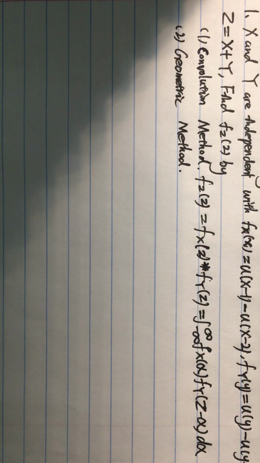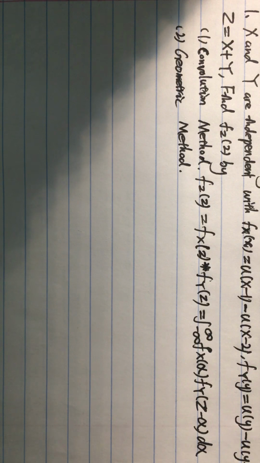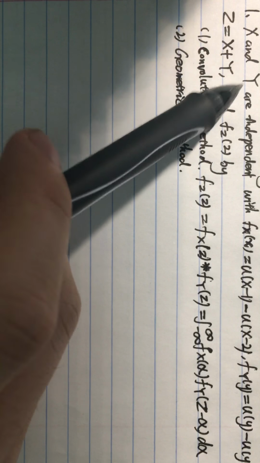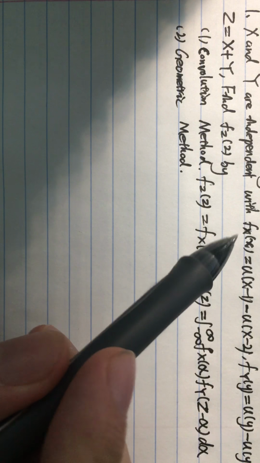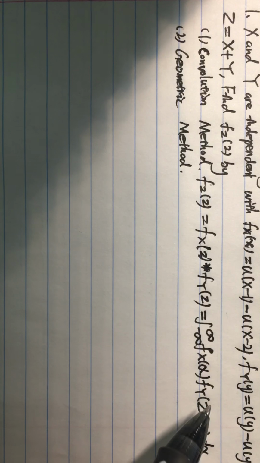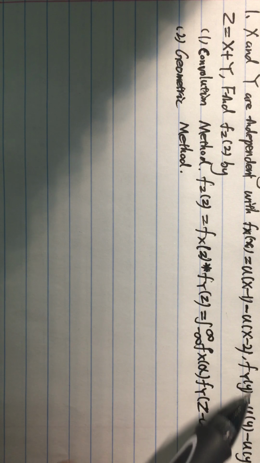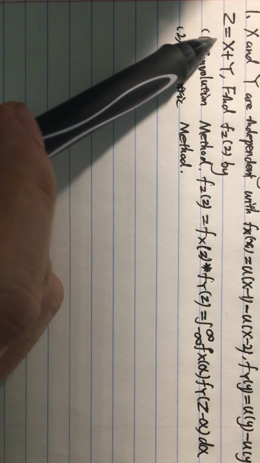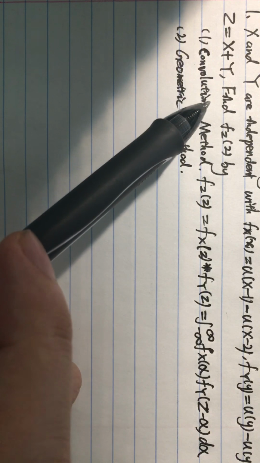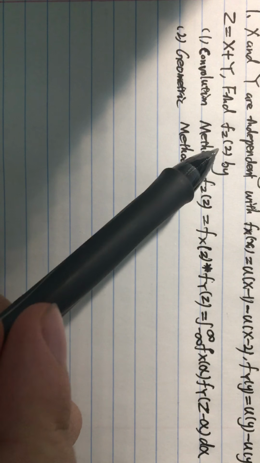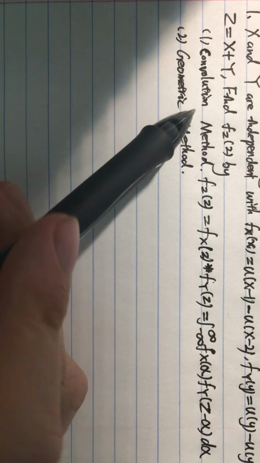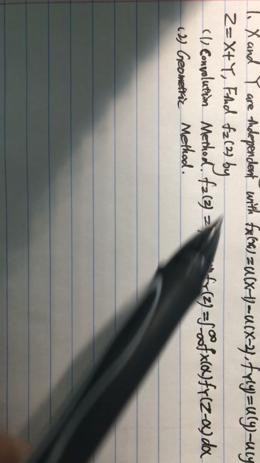Hello everyone, now let's talk about homework number 5, problem number 1. First, we are told that x and y are independent with the density function of x equal to this and the density function of y equal to this. And it also tells us that z equals x plus y, so we need to find the density function of z by two methods. First is the convolution method and the second is the geometric method.